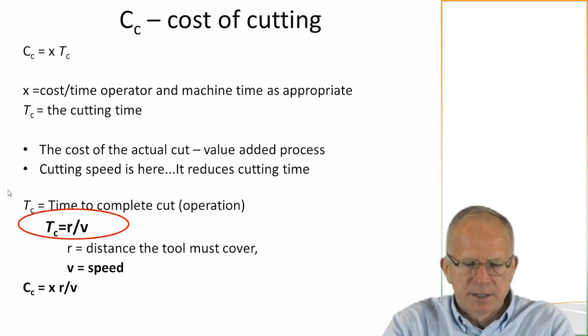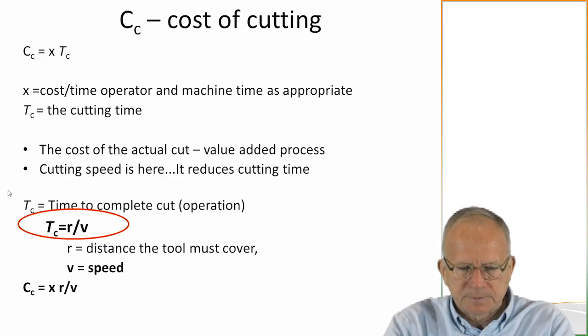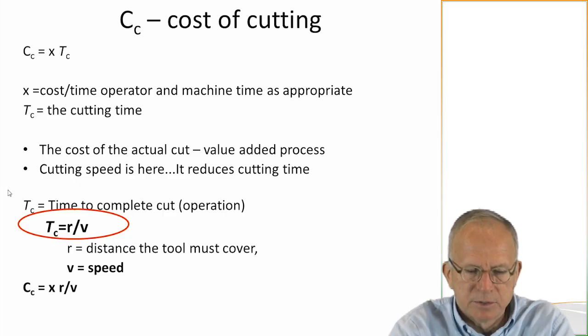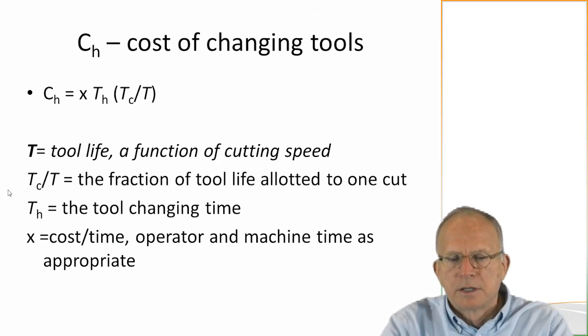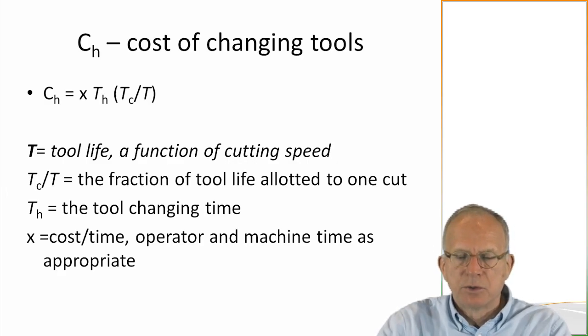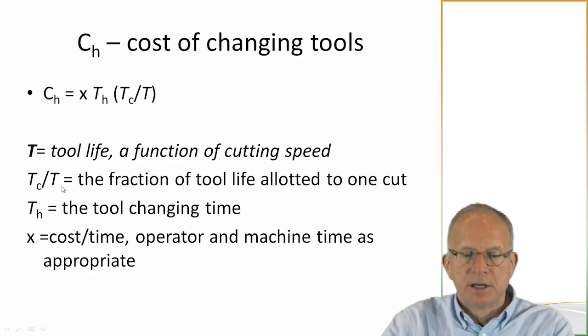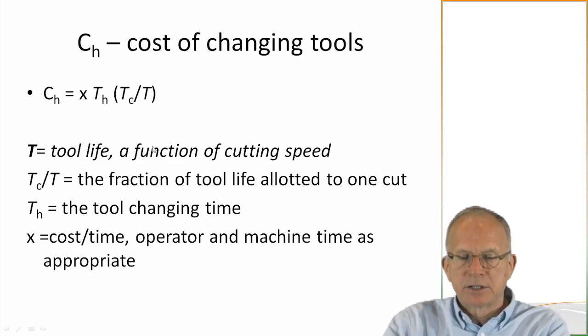So there is where the time comes in. So we've just made a substitution there. So cost of changing tools, that's CH. So we need to change a tool when the tool wears out. So what fraction of the tool life is allocated to one cut? So we get TC divided by T, where T is the tool life, a function of the cutting speed.